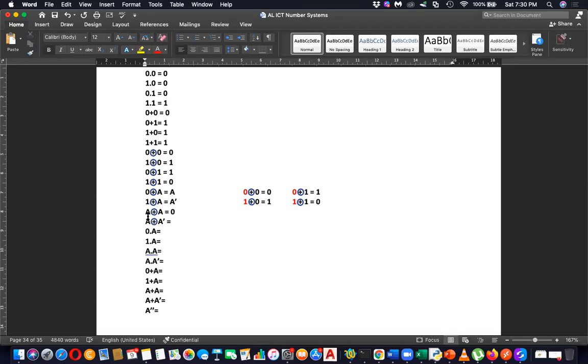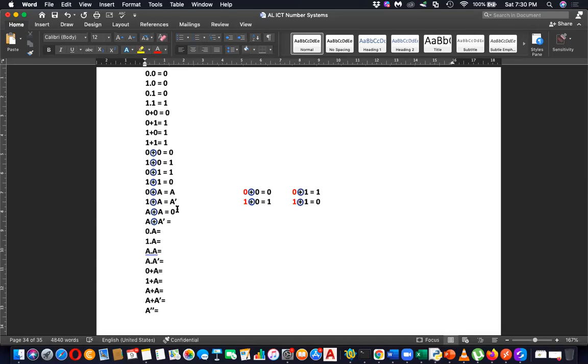Then if first this is 1 and second one is 1, both are equal. If two ones are there, again 0, no? So the answer is 0. Understood? That's why I said, don't hurry. Leisurely think. If A is 0, this will also become 0.